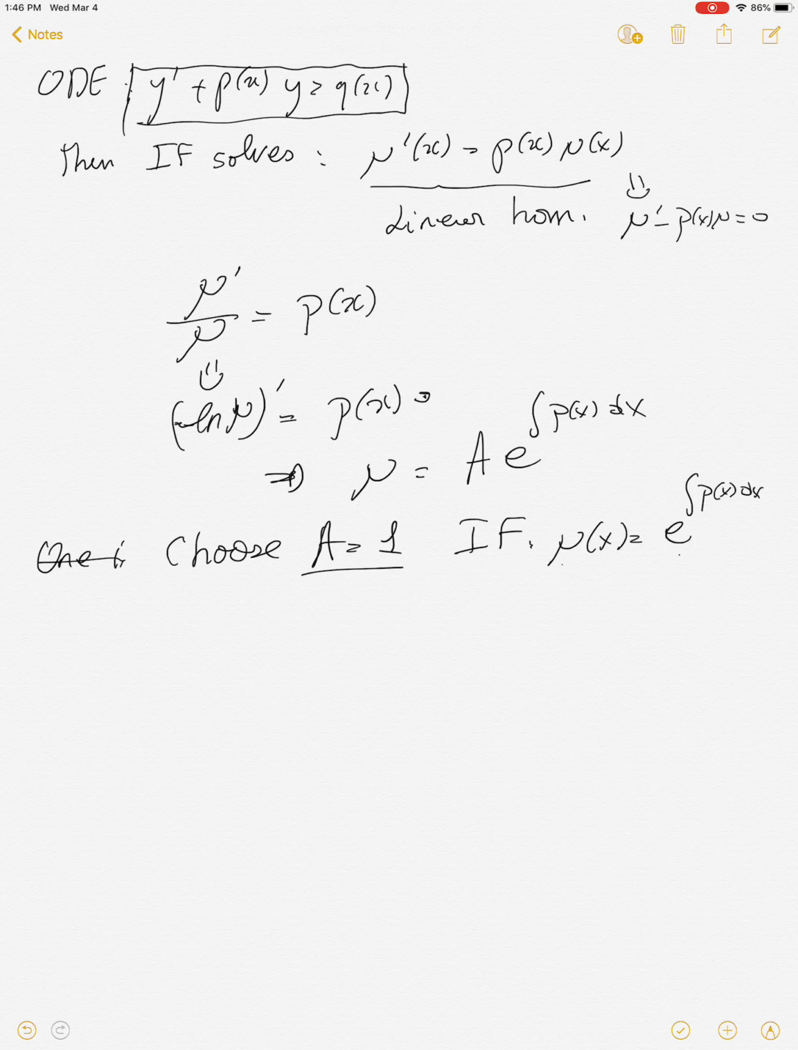So the first ODE I want to discuss is the following. Example 1. Let's discuss the ODE xy' - 3y = x^5, and I'm assuming that x is positive.